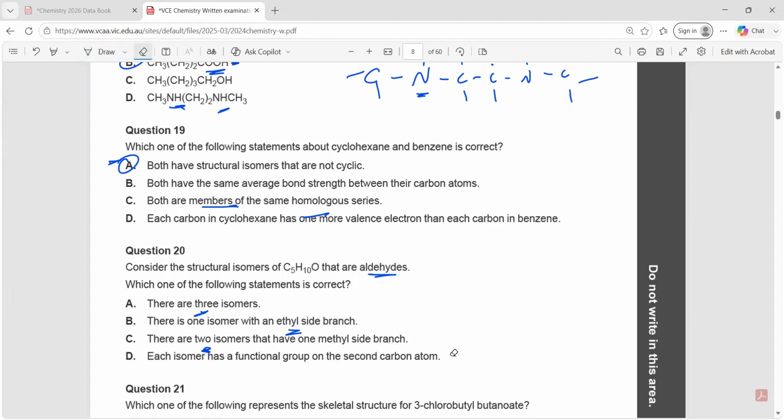Okay, each isomer has a functional group on the second. Okay, let's think about this. So we've got one, two, three, four, five.